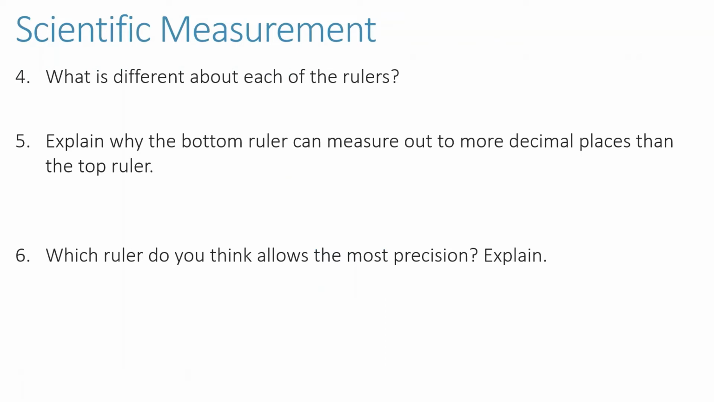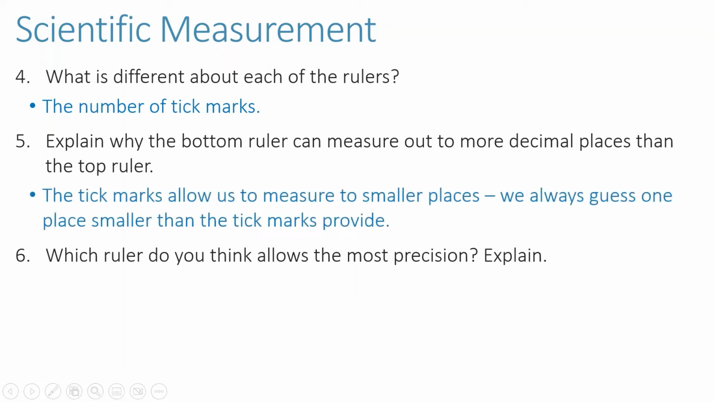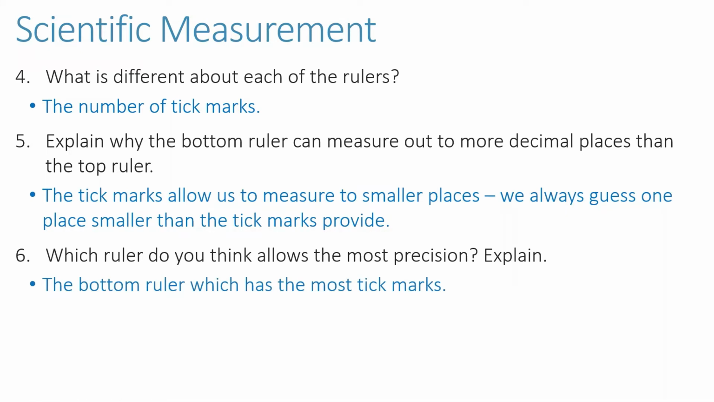Each of these rulers is different because they have different amounts of tick marks. So the bottom ruler can measure out to more decimal places than the top ruler. This is because there's more tick marks. We always guess one place smaller than what the tick marks provide. And then which ruler gives us the most precision? That's going to be the bottom ruler, ruler C, because it has the most tick marks, the most increments.